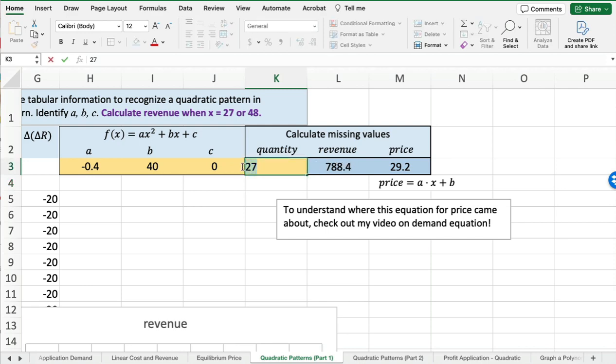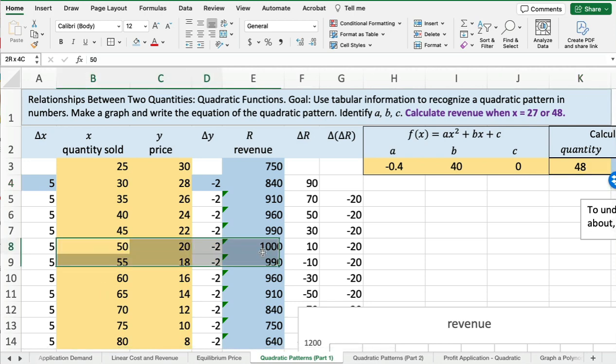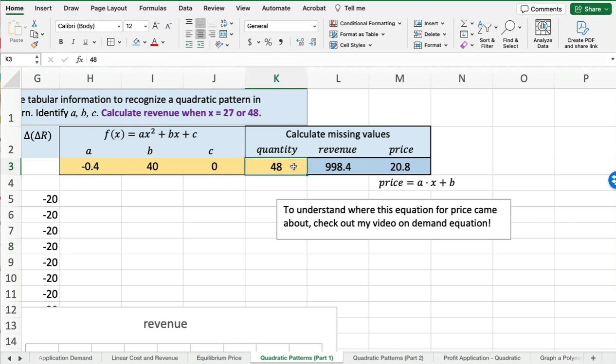And then let's just calculate one more value when x is 48. So you can see that's very near our maximum. So the maximum occurred when x was 50. That was our maximum revenue of 1,000. So we're just shy of that, because these numbers could be in the thousands. This could be 48,000 for all we know. And so when x is 48, revenue is 998.4, and it just so happens that we would sell that many if our price was $20.80.